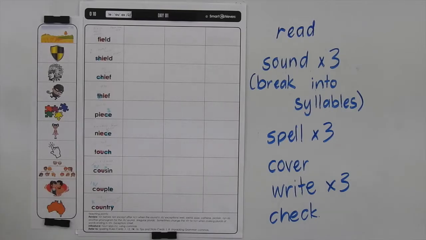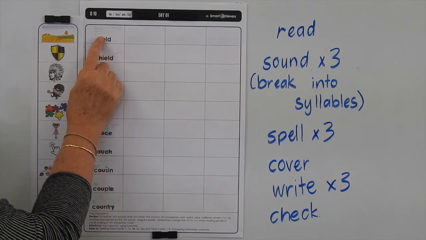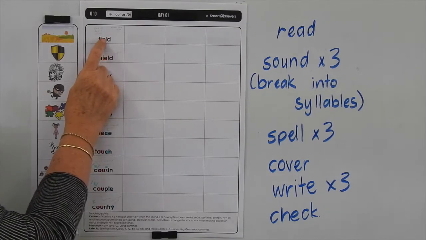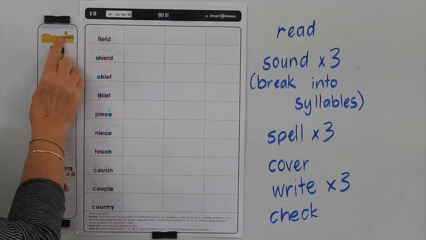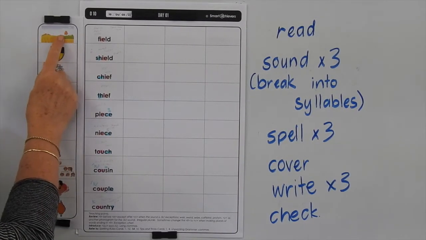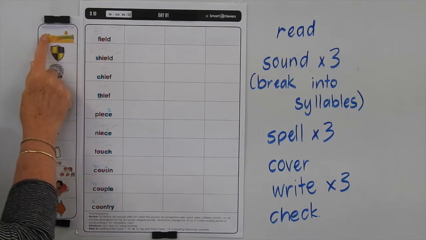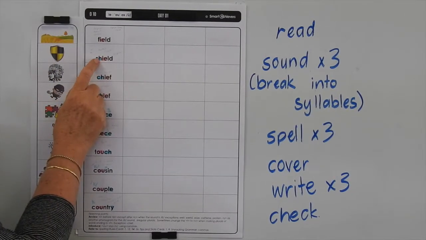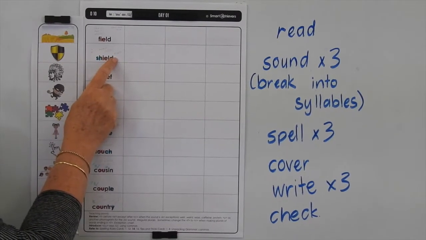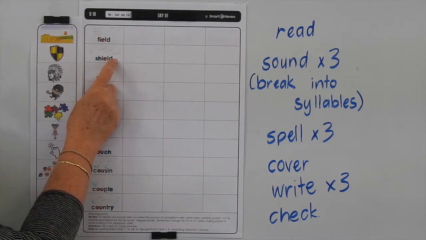So field is often a large open space of land that would be used for farming or for sporting, like a cricket field or a soccer field, etc. And it could also be used for something like a snowfield where people might go skiing. A shield can be both a verb and a noun, so we can protect ourselves with a shield, and you can shield something from getting damaged or hurt.